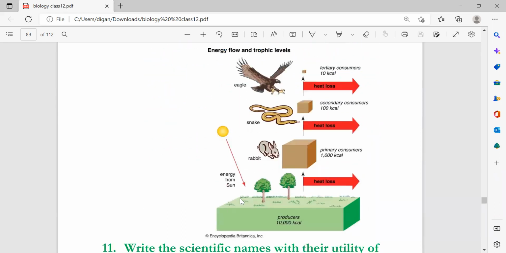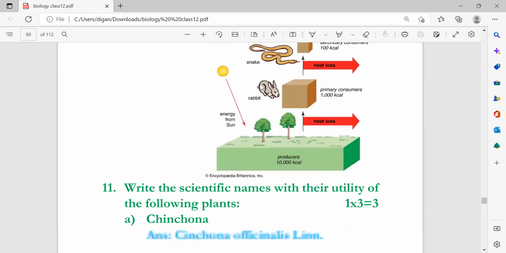Means grass is the first trophic level, then it is eaten by rabbit. Rabbit is the second. A rabbit is eaten by snake, so it is the third. Next, eagle is the fourth trophic level.